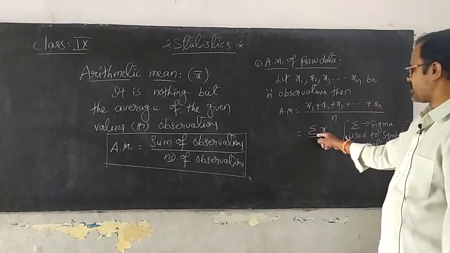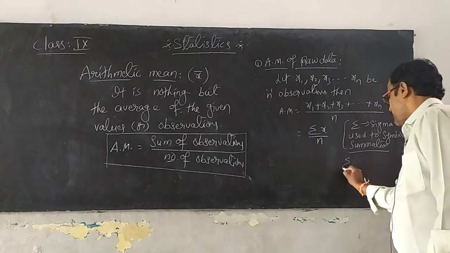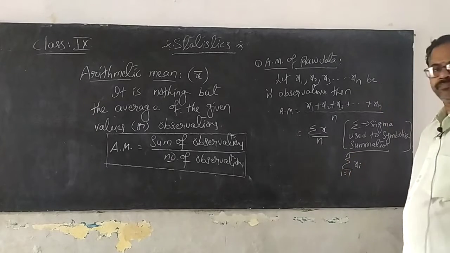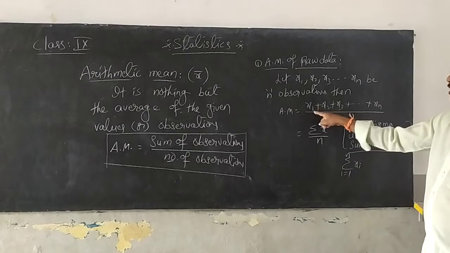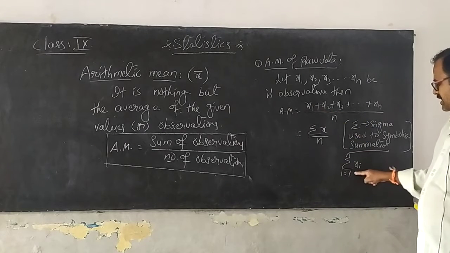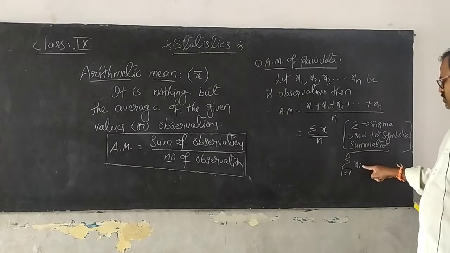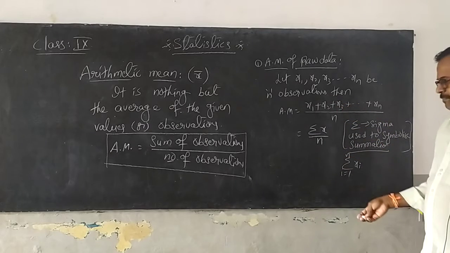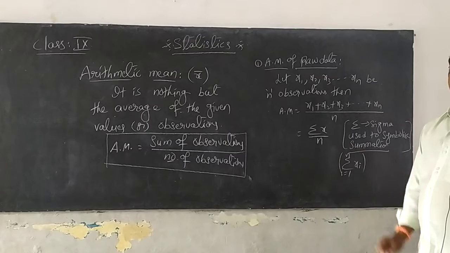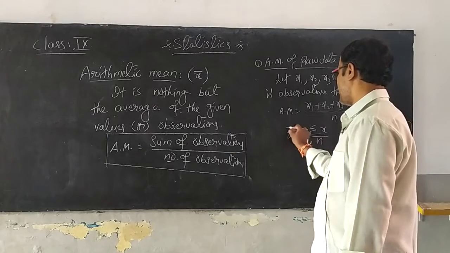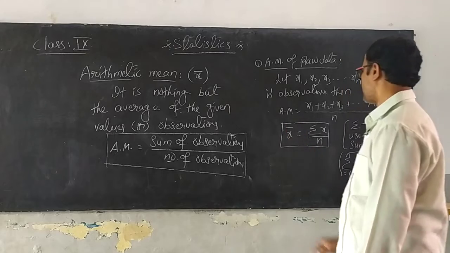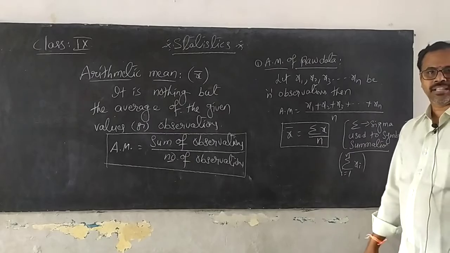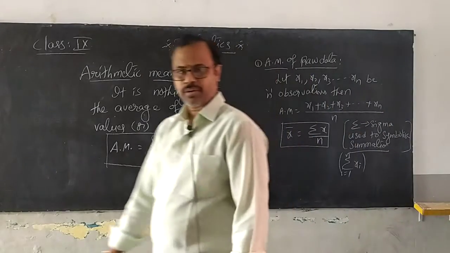In some textbooks, they will give this as sigma x i, with i equal to 1 to n, where i represents the number of the value. x1, i is 1, x2, then i becomes 2, x3, then i becomes 3. So sigma means it will add. But instead of writing this, you can write it simply. So x bar, arithmetic mean, is x bar is equal to sigma x by n. This is the formula for the raw data. Let us see one example here.